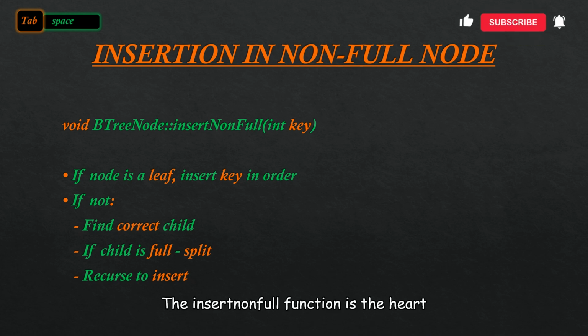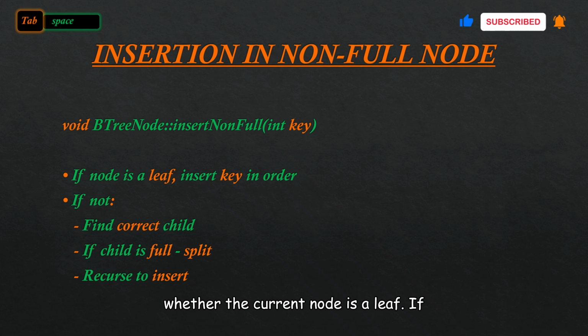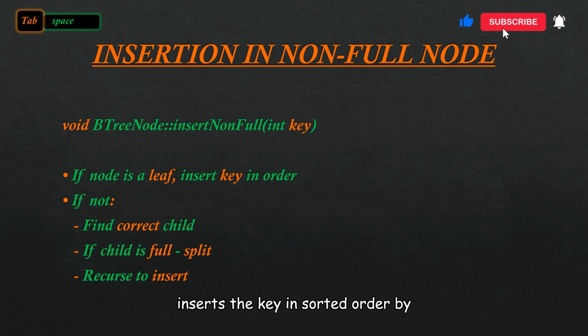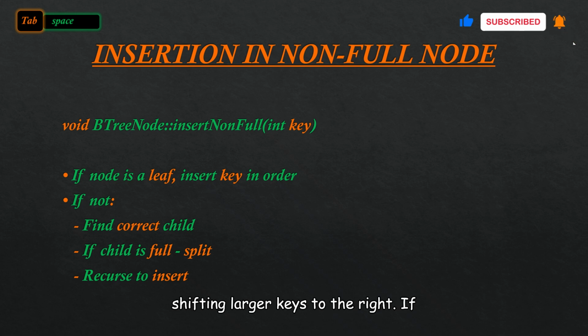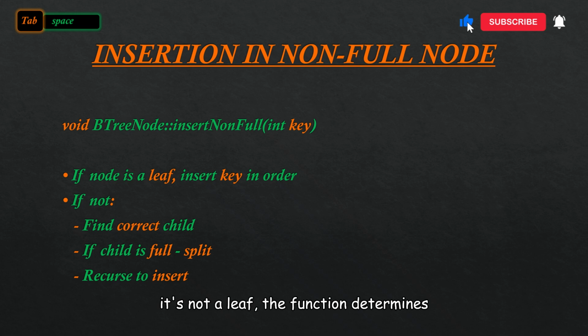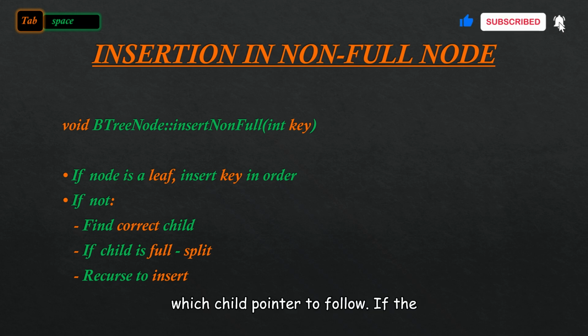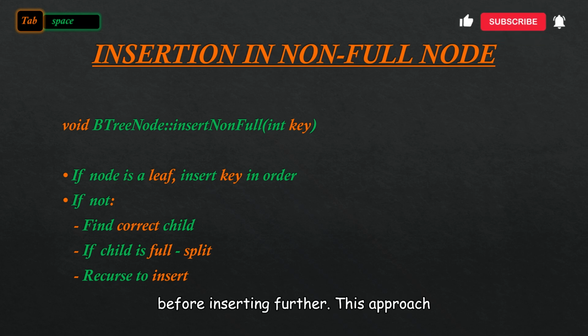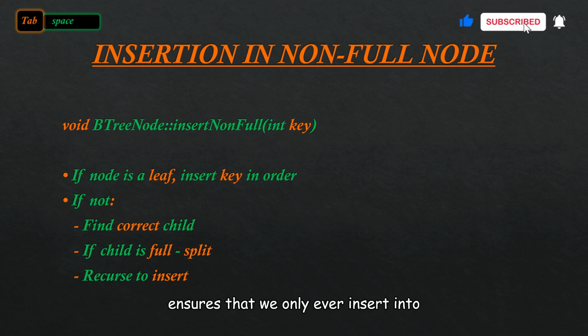The insertNonFull function is the heart of the insertion process. It checks whether the current node is a leaf. If yes, it finds the correct index and inserts the key in sorted order by shifting larger keys to the right. If it's not a leaf, the function determines which child pointer to follow. If the selected child is full, we must split it before inserting further. This approach ensures that we only ever insert into non-full nodes, a key invariant that helps maintain the tree's structure.